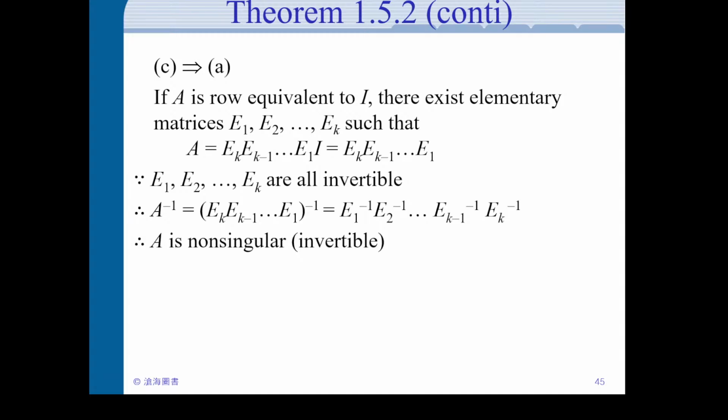If A is row equivalent to identity, then we can find the inverse of A explicitly, because we know there is a sequence of elementary matrices E1 to EK such that A is row equivalent to identity, so you can do a whole bunch of row operations on identity to turn the identity matrix back to A. The string of matrices multiplied by identity is the string of matrices, so A just equals this string of elementary matrices. And we know every elementary matrix is invertible.